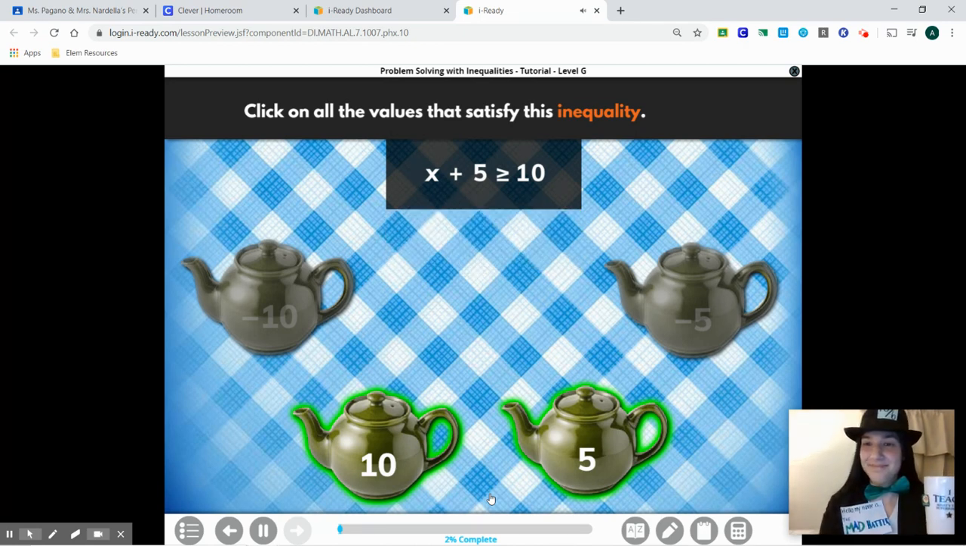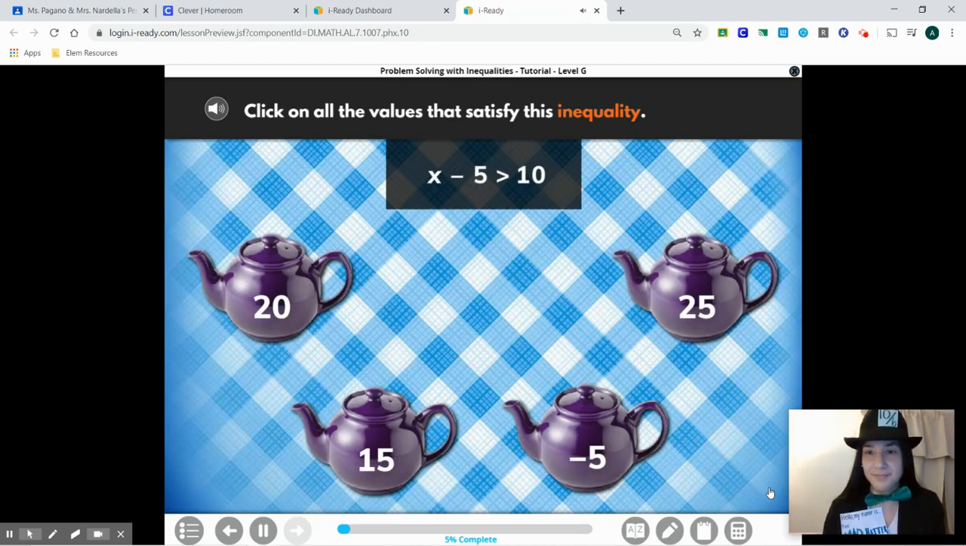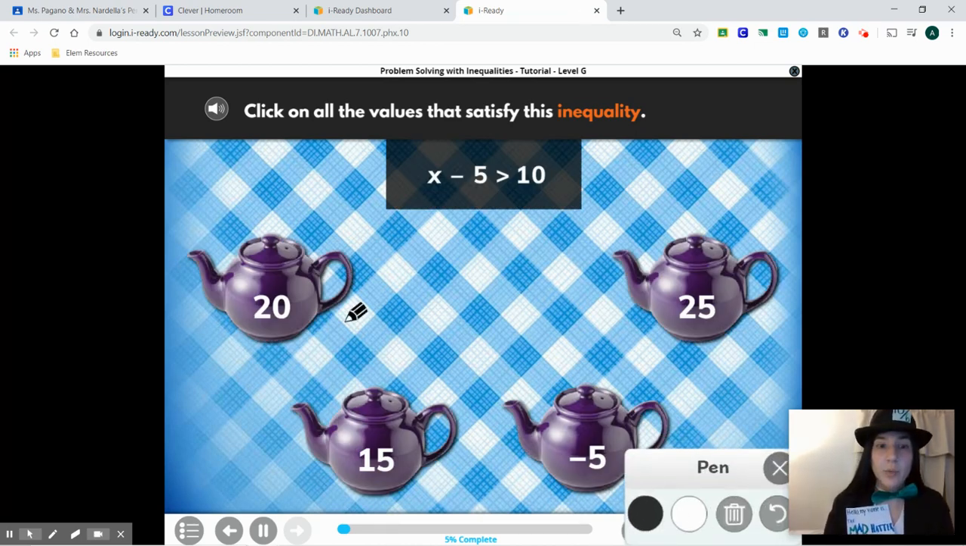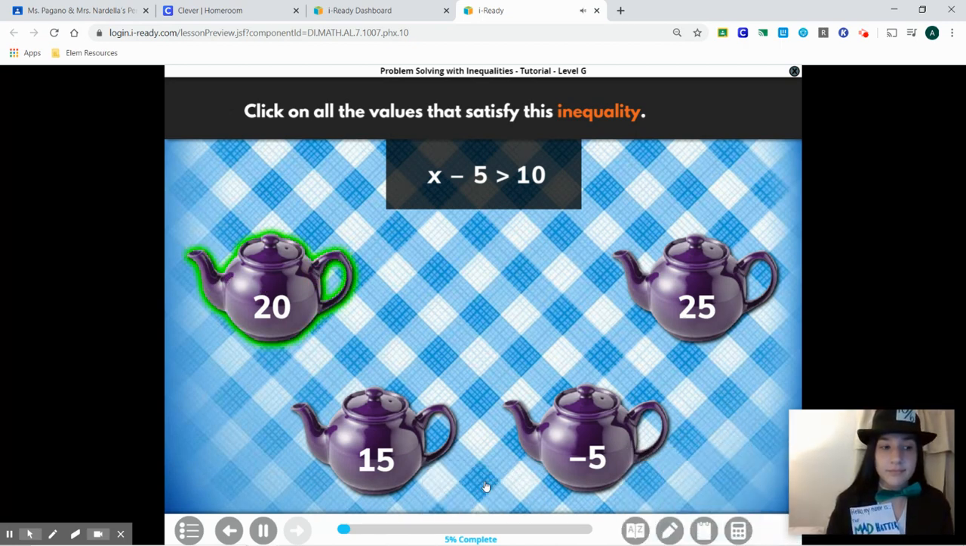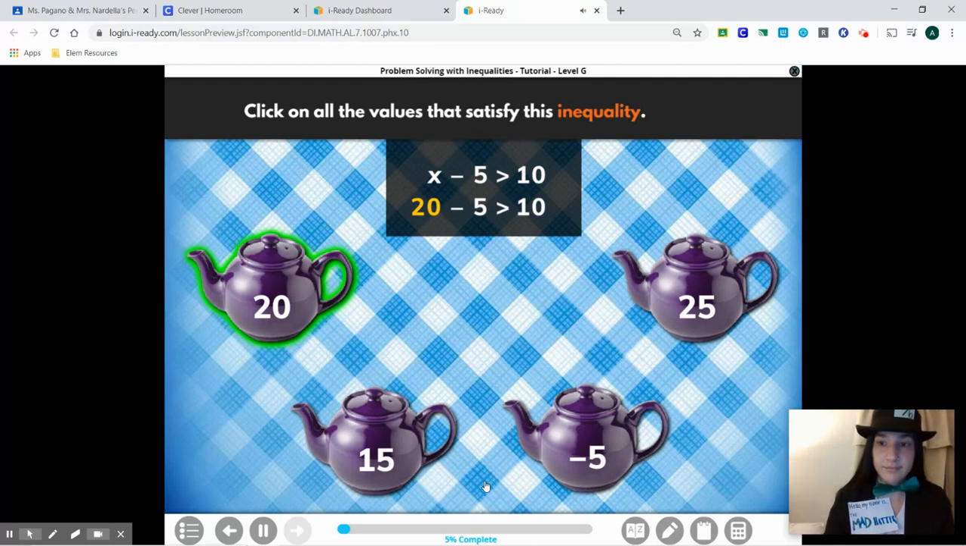That's it. Here we go. Okay, now, again, we're going to work from left to right. 20, we're going to substitute in for our x. 20 minus 5 will combine to give us 15. 15 is greater than 10, so this is a solution. We can select and submit. Yes, if you substitute 20 and simplify, you get that 15 is greater than 10, and that is true. There is another solution to this inequality.